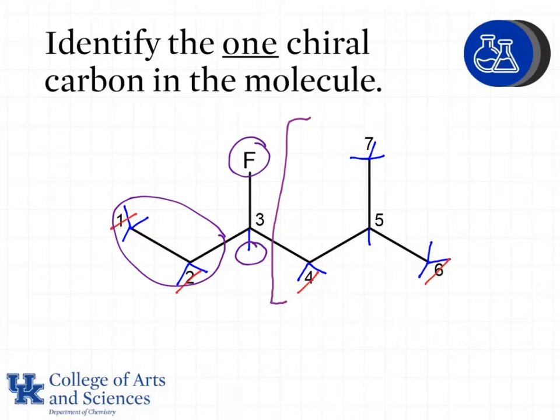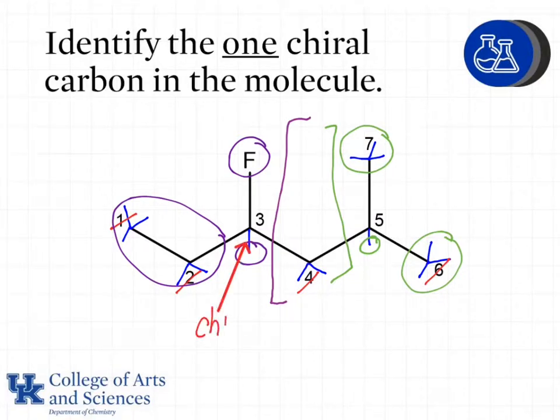When I look at carbon 5, I see that I have a CH3 group, a CH3 group, a hydrogen, and the rest of the molecule to the left of carbon 5. So carbon 5 is considered achiral because it has two CH3 groups attached, while carbon 3 is considered chiral because it has four unique groups.